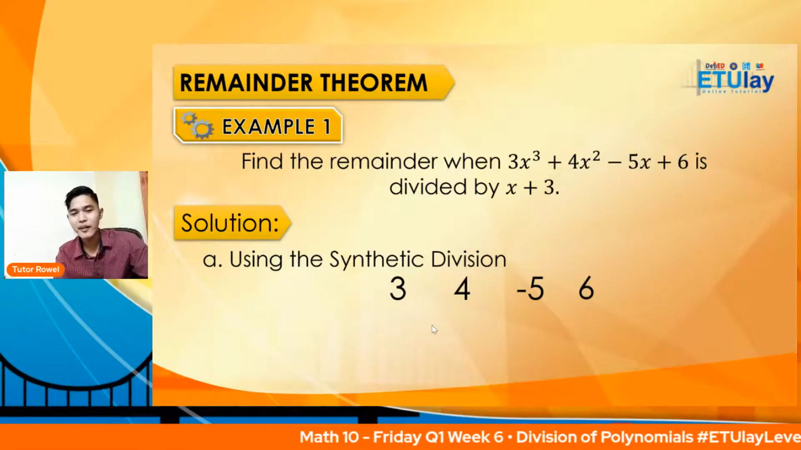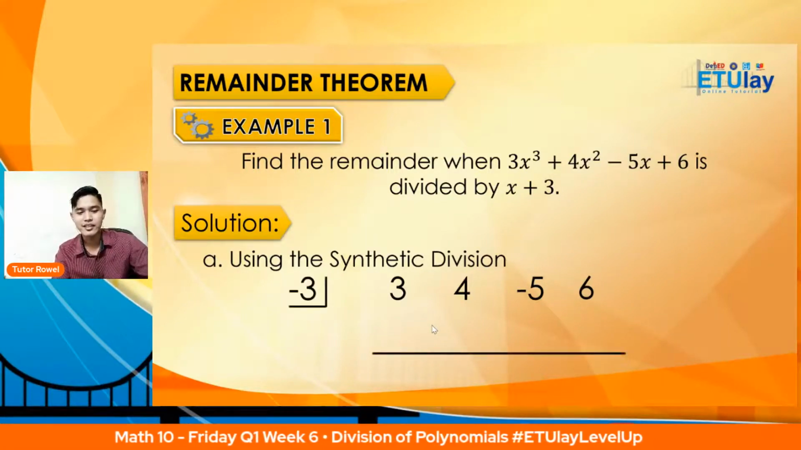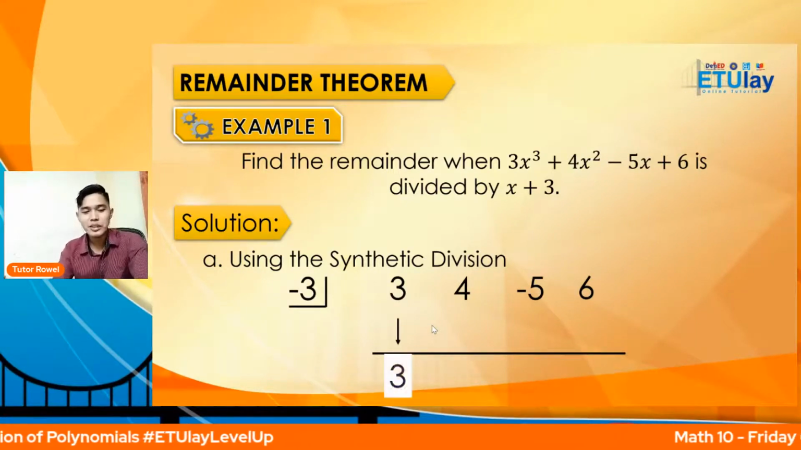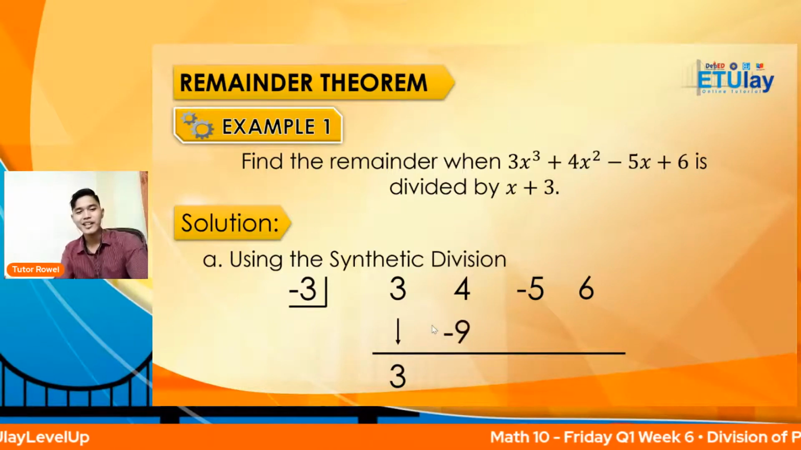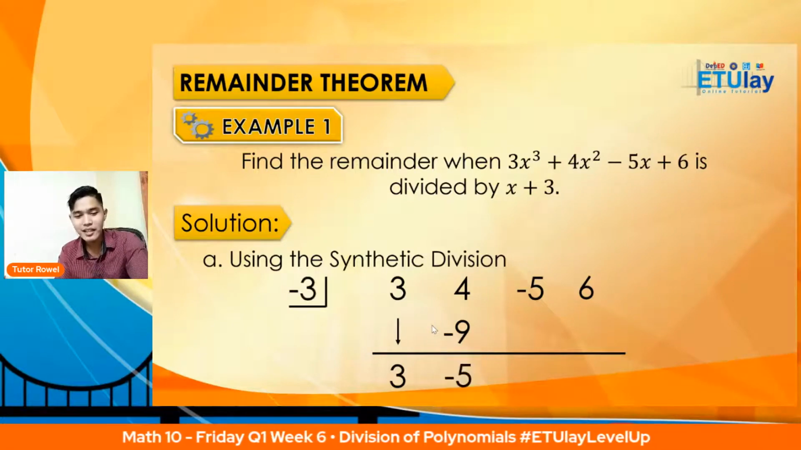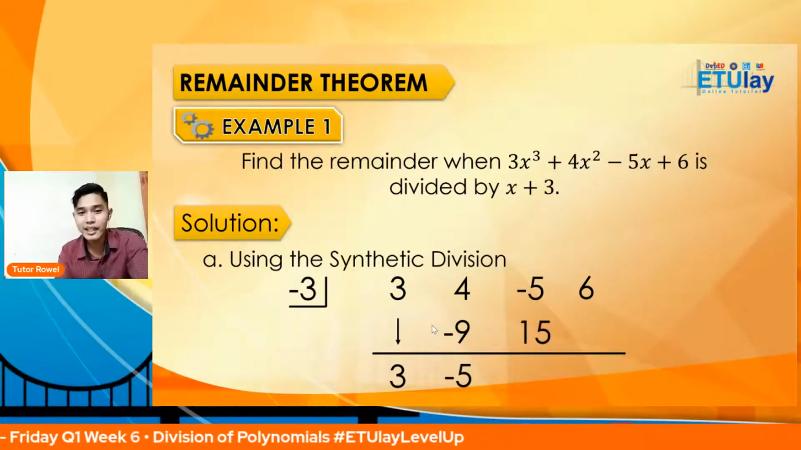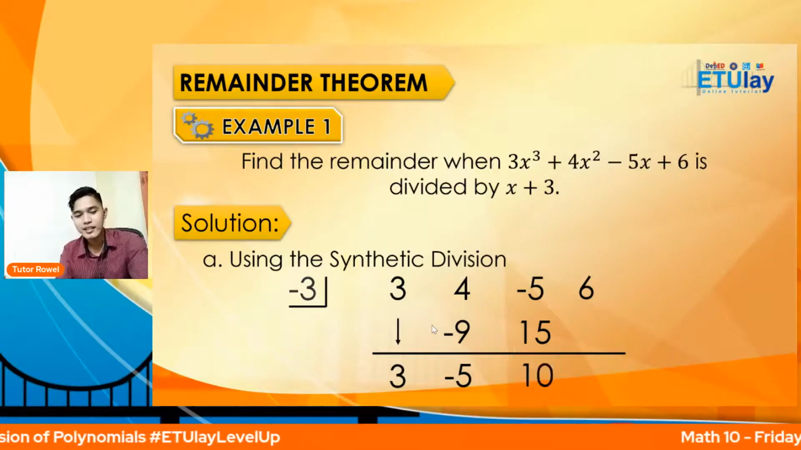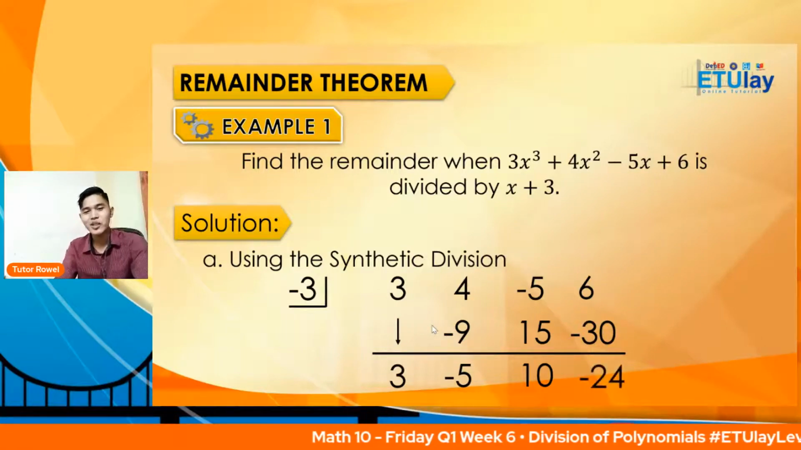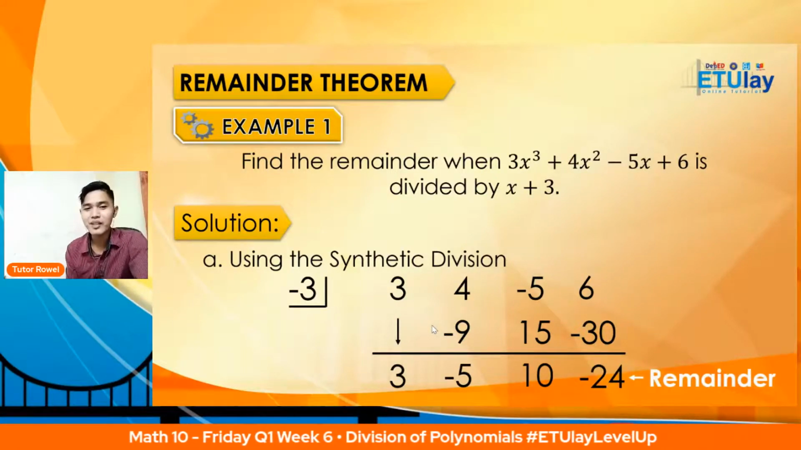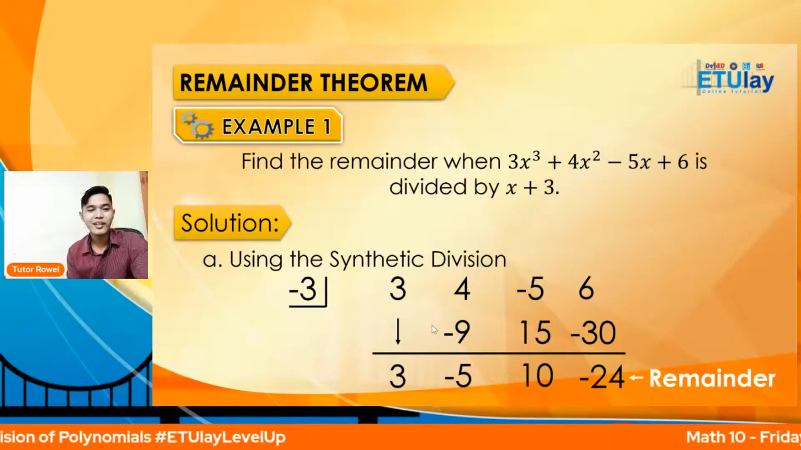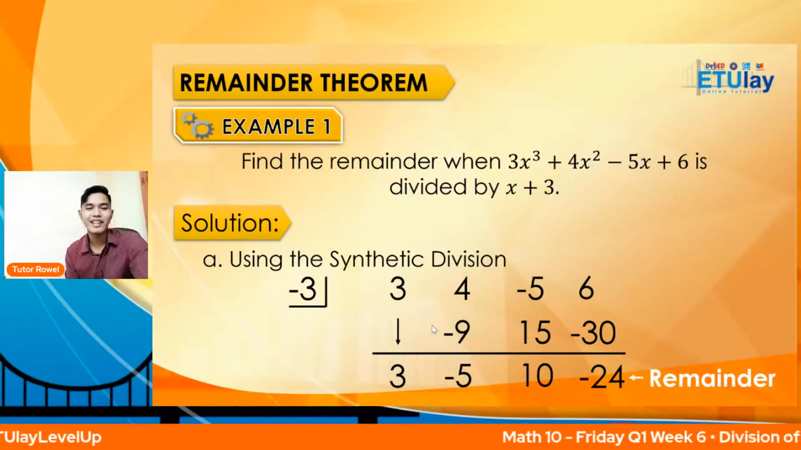Ang ilalagay sa upper left ay negative 3. Sunod, bring down 3. Multiply 3 and negative 3, naging negative 9. Combine, magiging negative 5. Multiply, 15. Combine, 10. 10 times negative 3, negative 30. 6 plus negative 30, negative 24. So, pareho lang po, di ba? Pareho lang kung mag-substitute lang tayo or gagamit ng synthetic division. Okay, very good. Claren, Ina, Isabella.